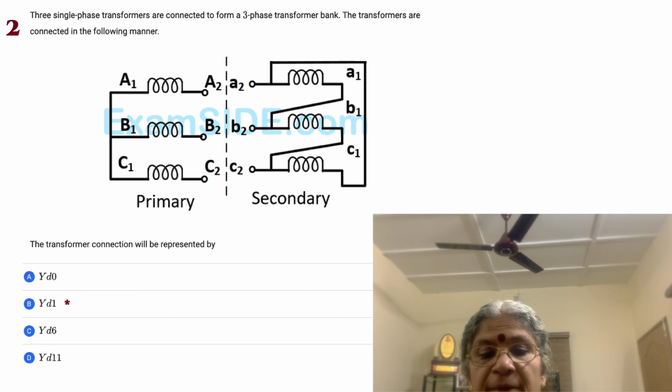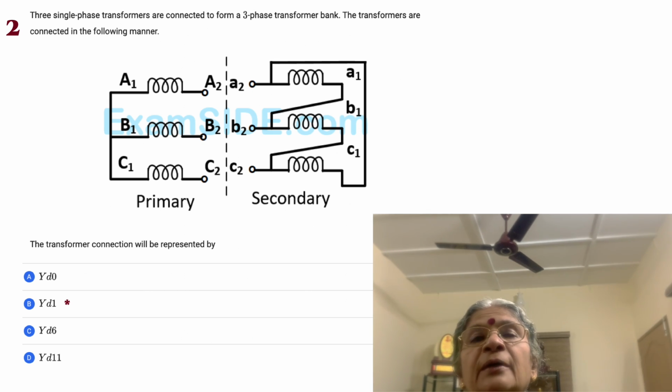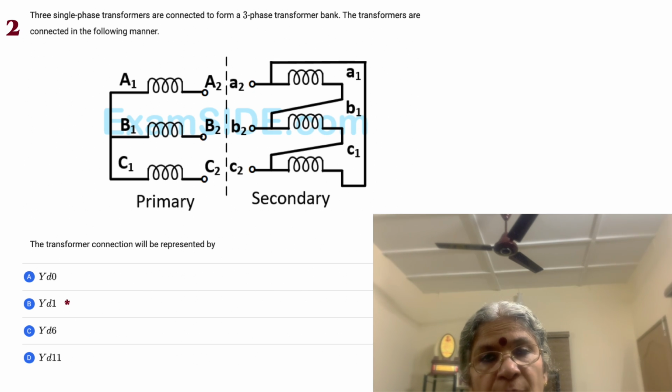alphabet and in capitals. The next alphabet will show the secondary, in a small letter. Small y will represent a star connection, a small d will represent a delta connection. So we are having a D there. So YD is true for all aspects, so that's okay. Now the angle difference between them. How do you specify the angle difference?